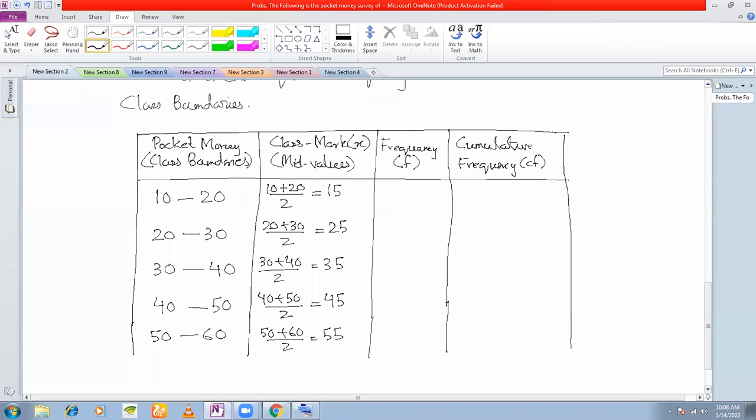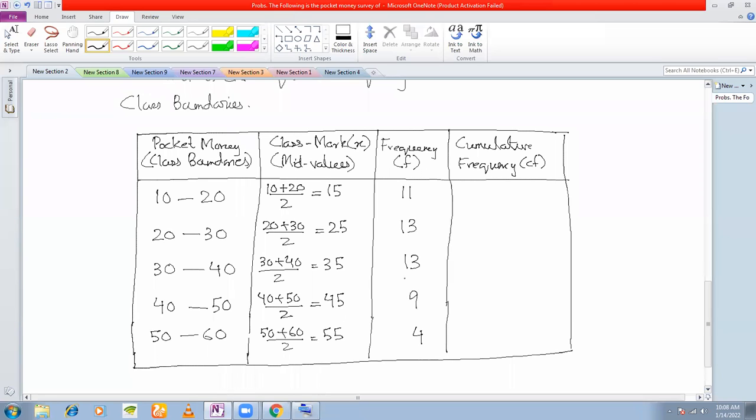Okay. So we have calculated the class mark or the mid values for each class. And now you write down the frequencies. 10 to 20 frequency we calculated above was 11. And then 13, 13, and then 9, and then 4. Okay. Cumulative frequency. How do you calculate cumulative frequency?